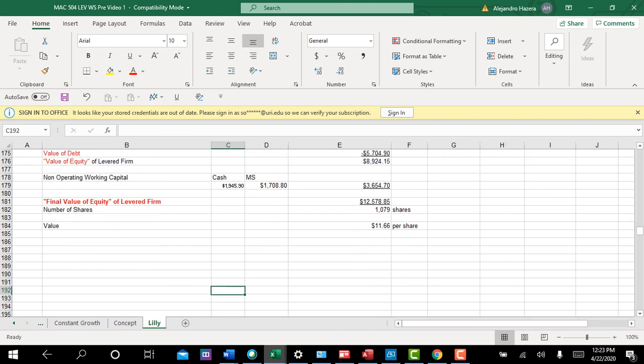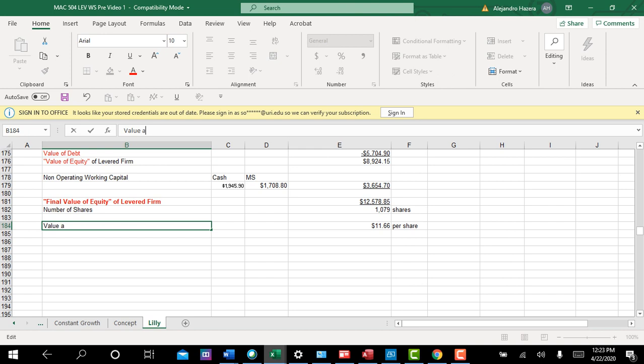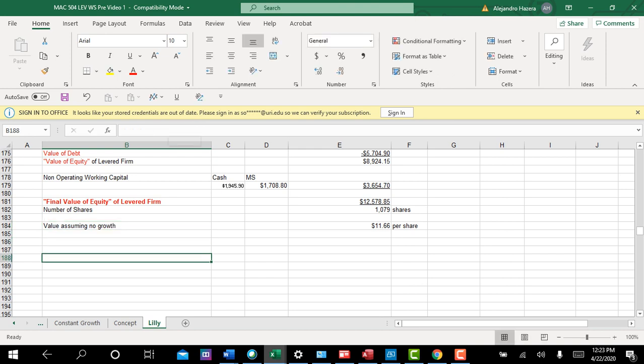And so I'm just going to put here, value of shares assuming no growth. So value assuming no growth is $11.66 per share. Okay, and that's kind of our bottom line number.